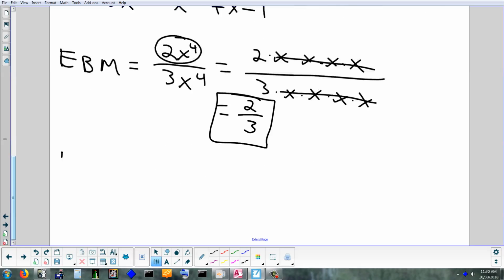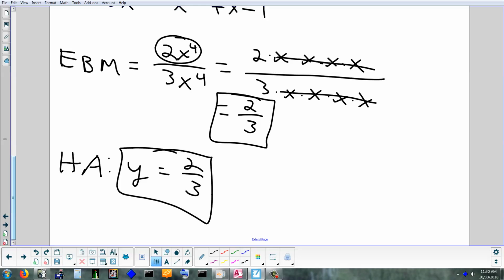Now, I'm going to ask this question. It's going to seem a little weird, but it's the same question I asked last time. Look at what's in the box. Let x get bigger and bigger. As x gets bigger and bigger, what happens to the number in the box? Nothing. There is no x in the box. So as x gets bigger and bigger, it has no effect on this number at all. It just stays at 2/3. That's the answer for your horizontal asymptote. Y equals 2/3.